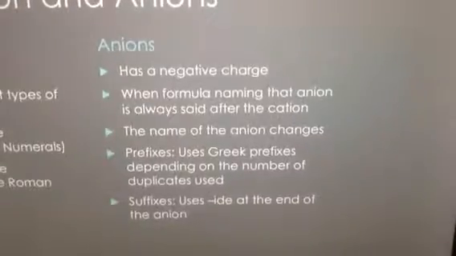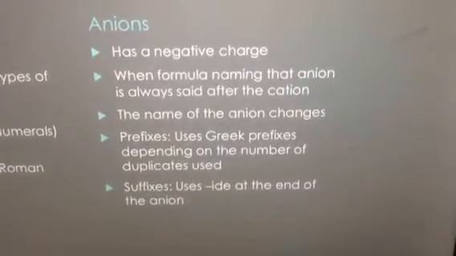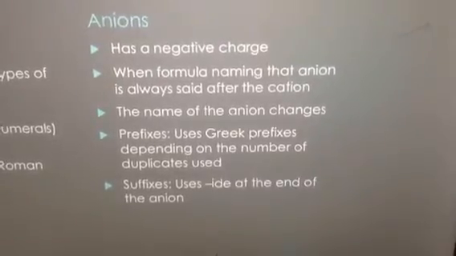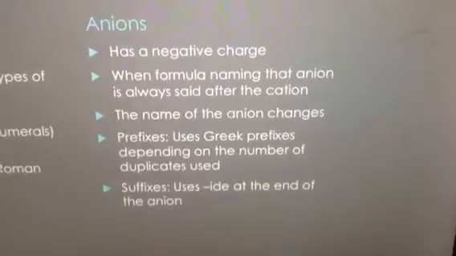When naming a formula, the anion is always set after the cation. The anion changes. Greek prefixes are used depending on the number of duplicates. The suffix used is "-ide" at the end of each anion.